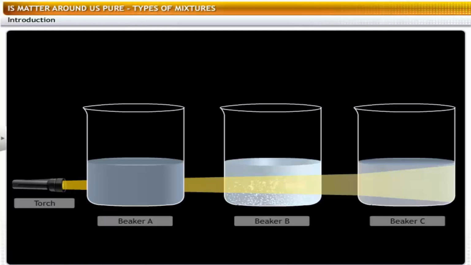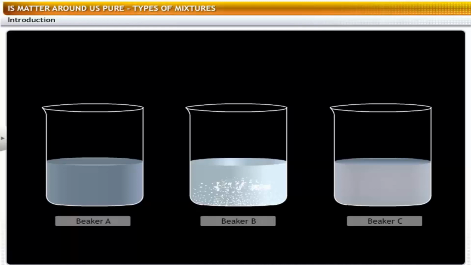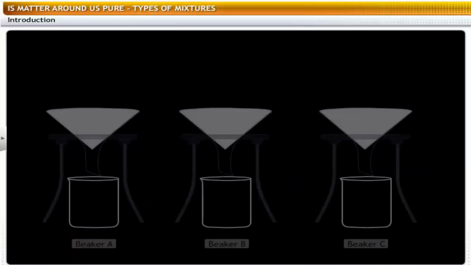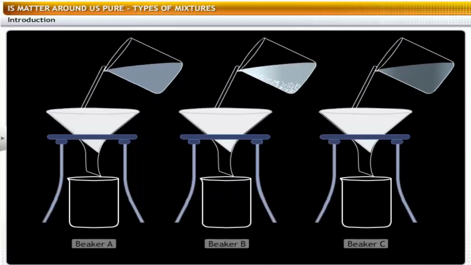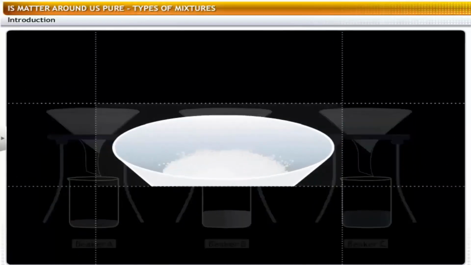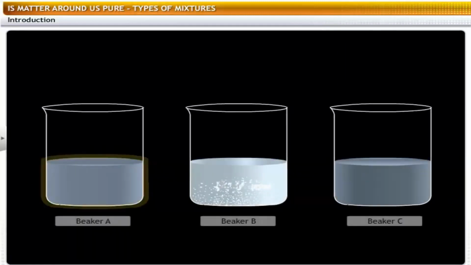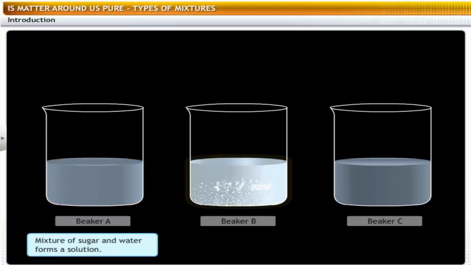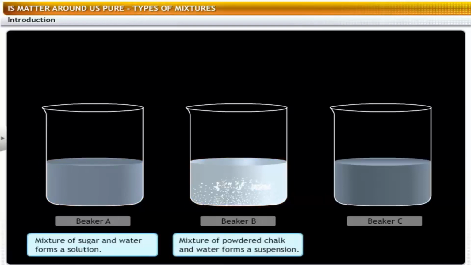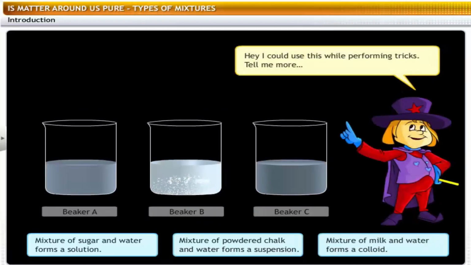The path of light is visible in case of B and C, but not in A. Leave the mixtures undisturbed for some time. Now, filter each of the mixtures. You will find a residue on the filter paper for beaker B. The mixtures in the beakers are of 3 distinct types. The mixture in A is a solution, in B is a suspension, and in C is a colloid. Hey! I could use this while performing tricks. Tell me more.